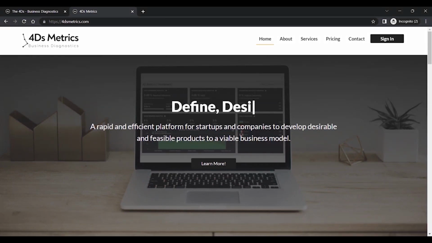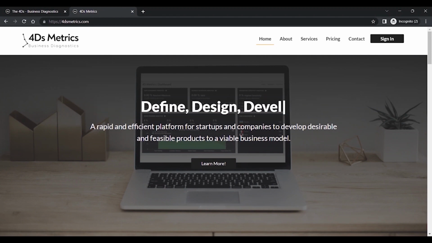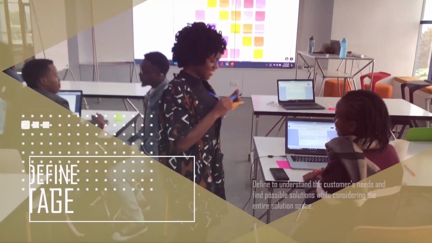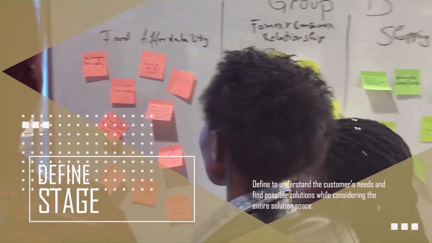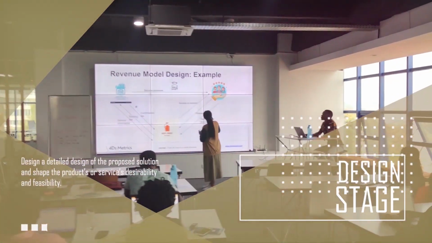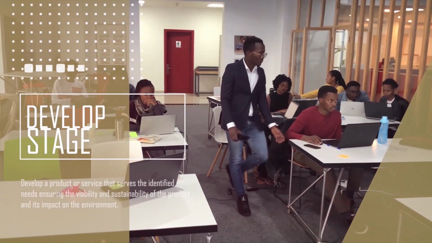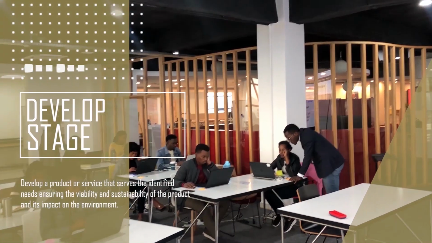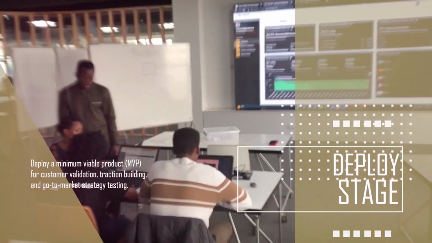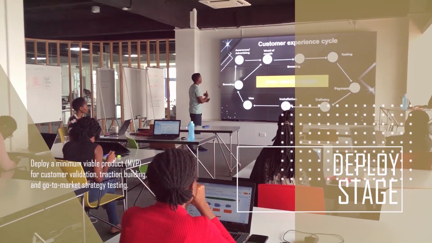4Ds Metrics provides a rapid and efficient platform for startups and companies to develop desirable and feasible products for a viable business model. With the 4Ds Metrics approach and tools, Define helps to understand the customer's needs and find possible solutions while considering the entire solution space. Design a detailed design of the proposed solution and shape the products or services' desirability and feasibility. Develop a product or service that serves the identified needs, ensuring the viability and sustainability of the product and its impact on the environment. Deploy a minimum viable product, MVP, for the customer validation, traction building, and go-to-market strategy testing.